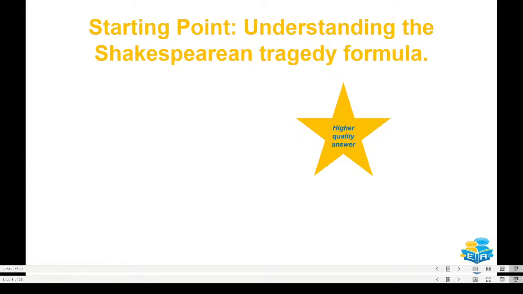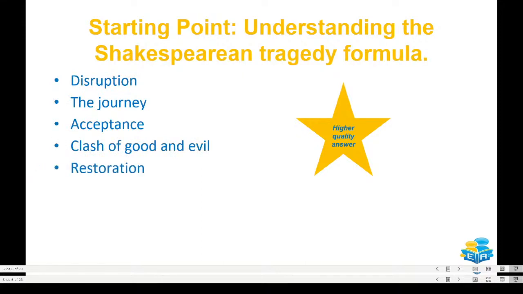What I always say to my students is, have an understanding of the tragedy formula for the plot. If you do that, it will give you a richer reflection and a higher quality answer. This is explained in much more detail in the study pack available on ExamRevision.ie, but very simply, you start with this. Shakespeare's four great tragedies, King Lear, Othello, Macbeth, and Hamlet, all have this in common: the disruption, the journey, the acceptance, the clash of good and evil, and the restoration.